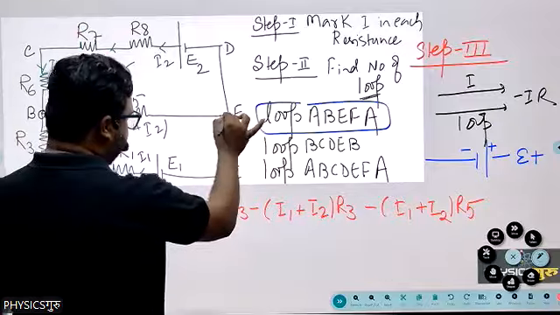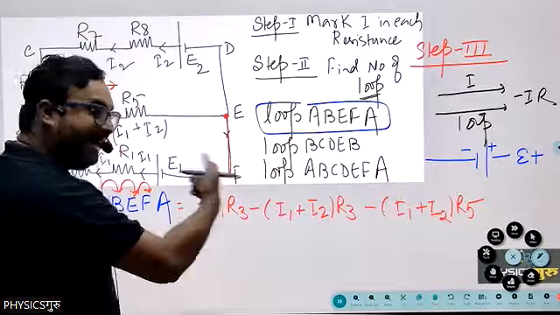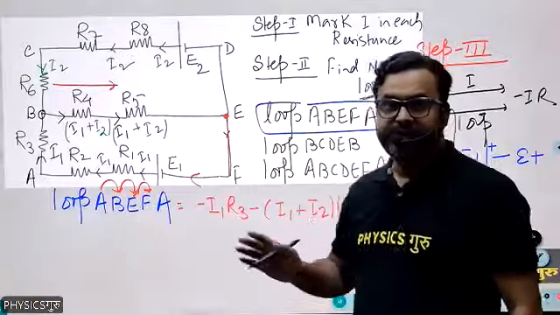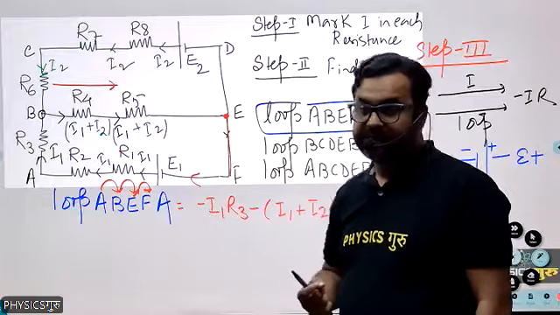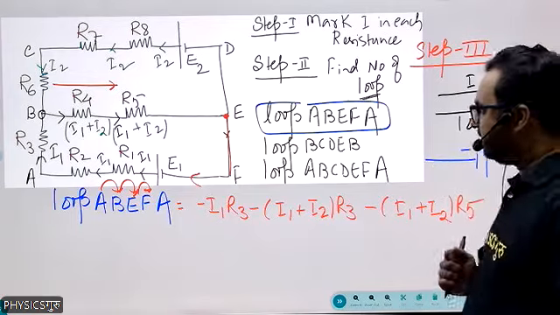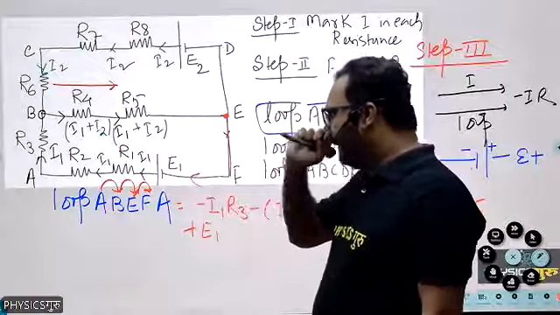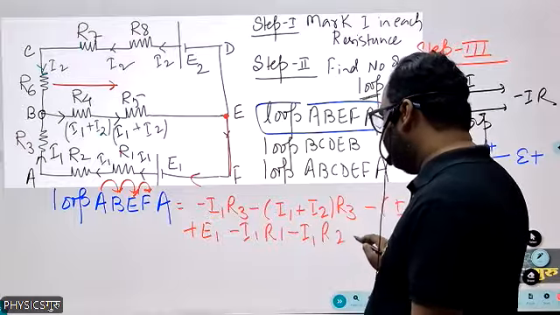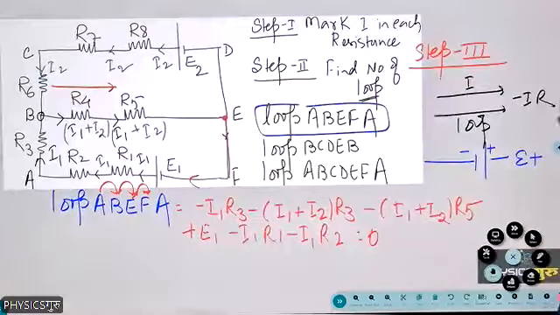Now from E to F, we have no battery, no resistance, zero. Now from F to A, while moving, we are getting the negative terminal first. That means EMF is taken as positive, so it is plus E1. Then when you move forward, we have minus I1 R1 minus I1 R2 equal to 0. So this is how we generally solve a loop.